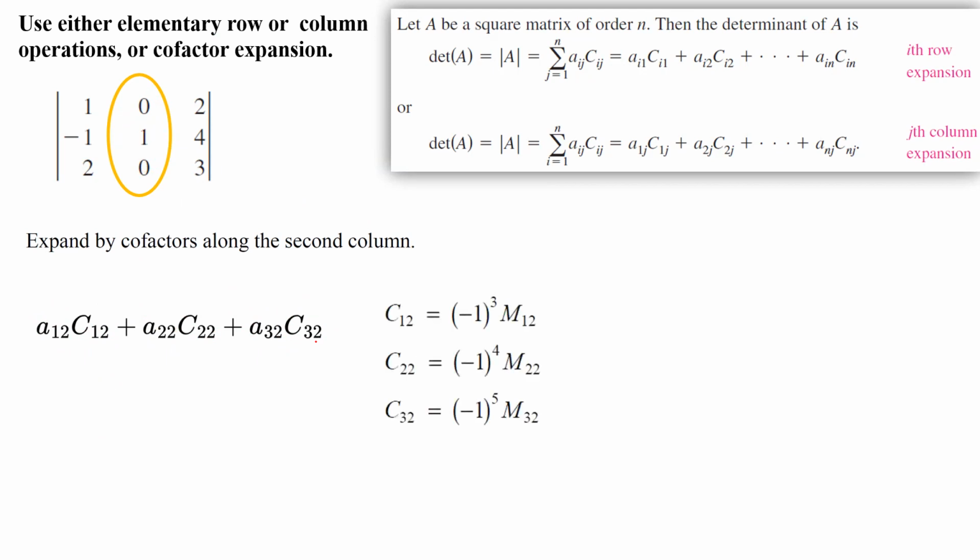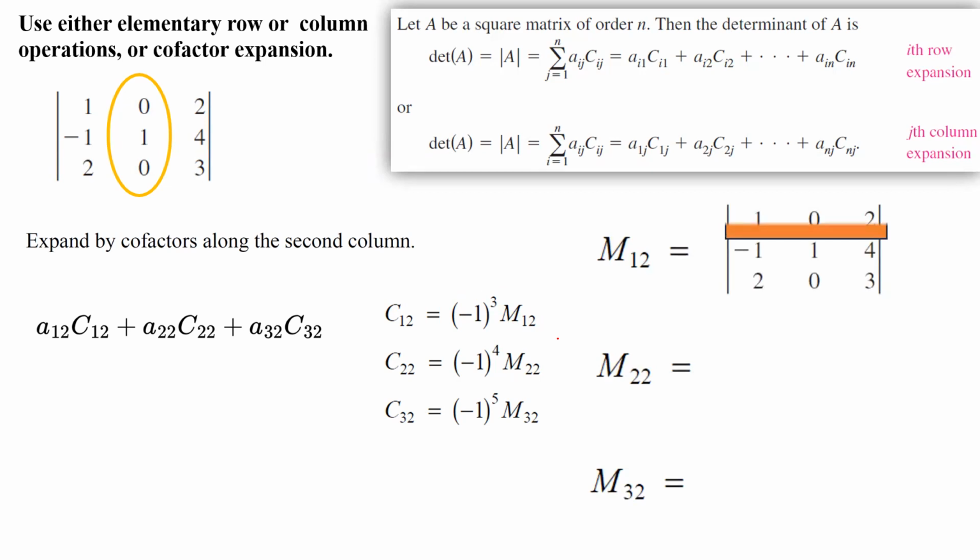So first of all, the cofactor for the first row, second column is equal to -1 to power 1 plus 2, which is 3, multiplied by the minor for the first row and the second column. How are we going to do the calculation? This is equal to, you're going to delete the first row and the second column to get this 2 by 2 matrix. This is your minor for the first row and the second column.